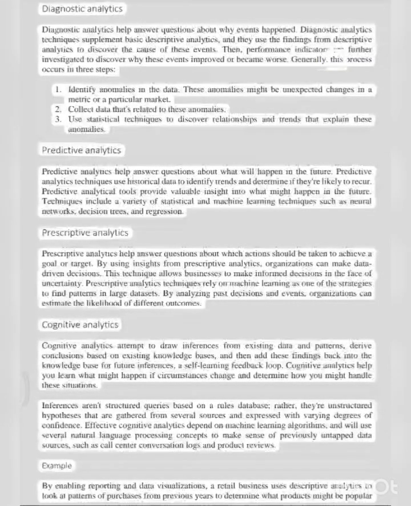Generally, this process occurs in 3 steps. 1. Identify anomalies in the data. These anomalies might be unexpected changes in a metric or a particular market. 2. Collect data that's related to these anomalies. 3. Use statistical techniques to discover relationships and trends that explain these anomalies.